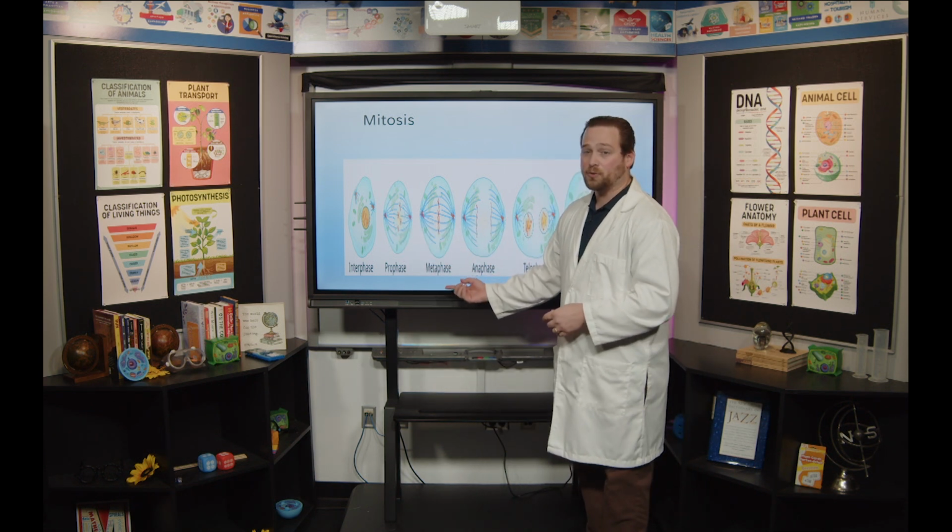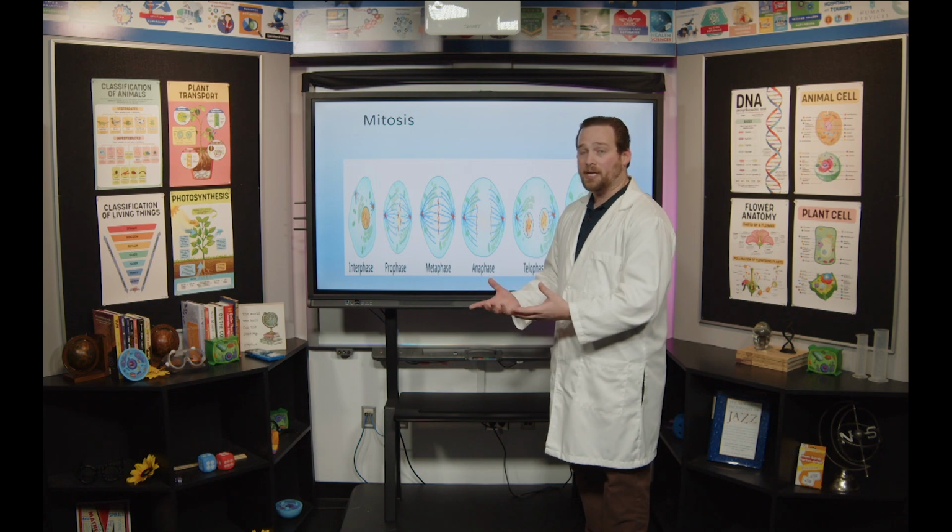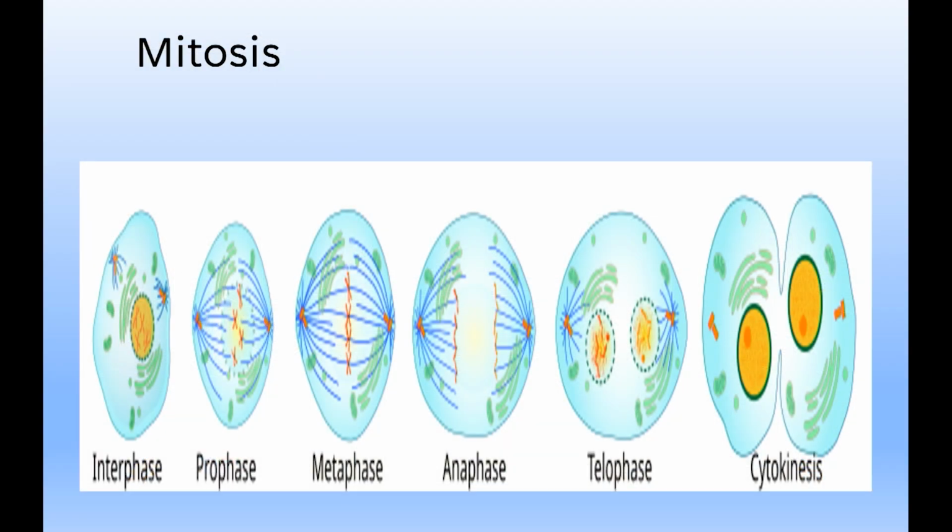For metaphase, this one's a lot easier. The main thing that's happening here is that the chromosomes are lining up in the middle of the cell. Sometimes we call that the equator or the metaphase plate.